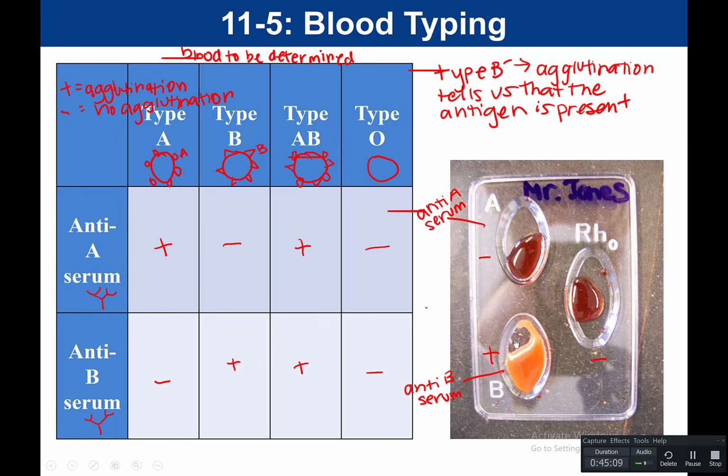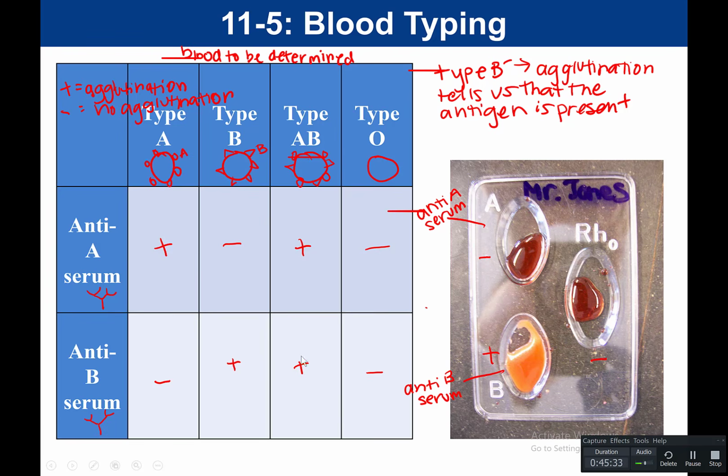So that tells us that Mr. Jones has B-type blood, because he has the B carbohydrates, but not the A. The Rh factor you should know as well. We don't see agglutination here, so that means that this is Rh negative. So you should be able to look at these depression plates and determine blood type.